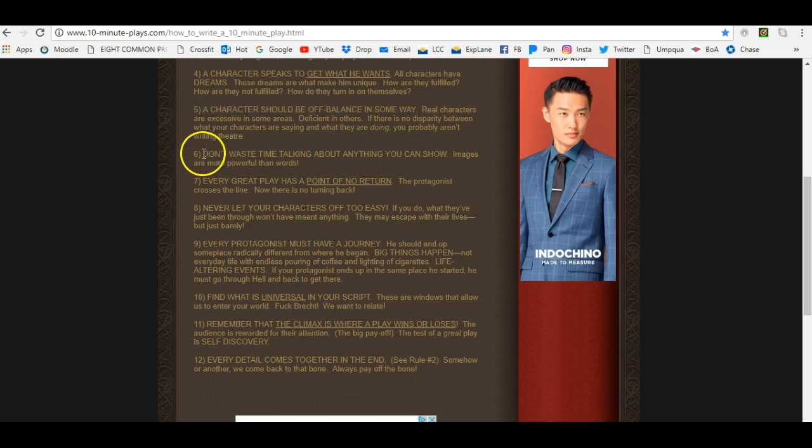Here we go. Don't waste time talking about anything you can show. This says images are more powerful than words. I would change that to say actions are more powerful than words when you're talking about a play. Every great play has a point of no return. This is a huge idea. It's a complicated idea that we really don't have time to get into. But think about, is there a point in the plot where the climax is inevitable? Where there is no turning back for these characters? That really makes it interesting.